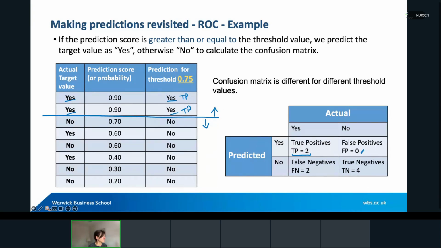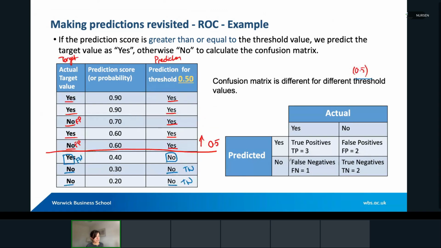But for the negative predictions, let's see. We predict as no, and this was no, so this is a true negative. Predict no, it was no, true negative. These 2 cases are all predicted as no, and they are identified correctly, true negative. So we have 4 true negatives, but now we miss these 2. We predict as no, but it was a yes case, so we missed this, false negative. We predict as no, it was a yes case. We missed this, false negative.